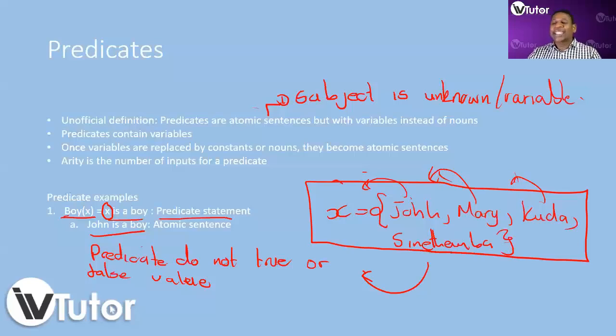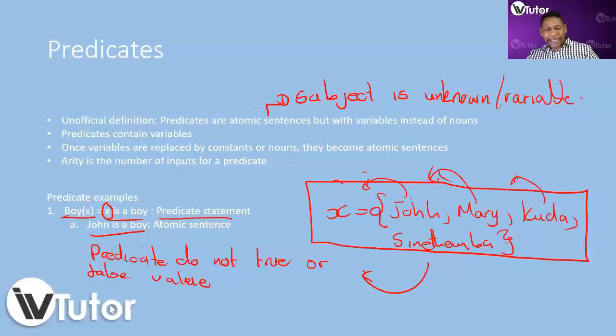Right. So X can be a million things. If it can be a million things, we cannot come and say X is a boy is true, or X is a boy is false. We first need to ask, what is X? Who is X? Define X first. Then you can substitute X with a subject, then we can assign a true or false value.